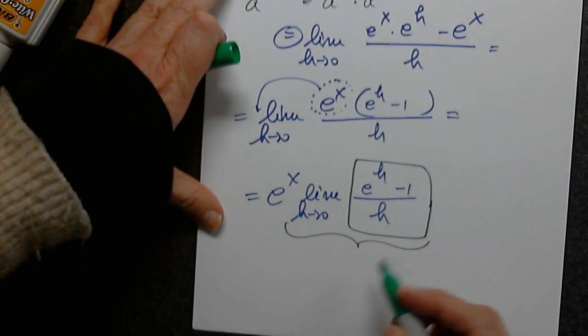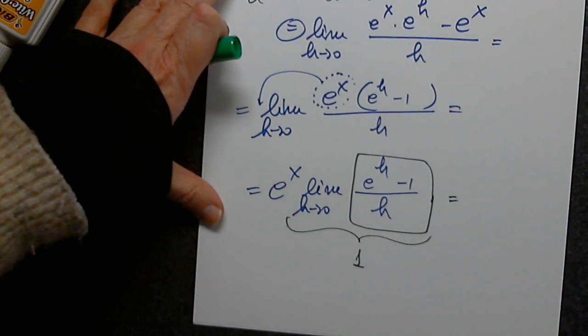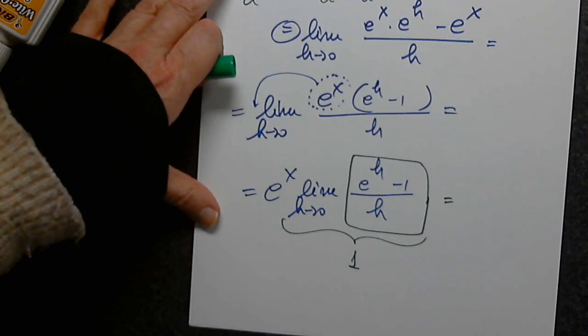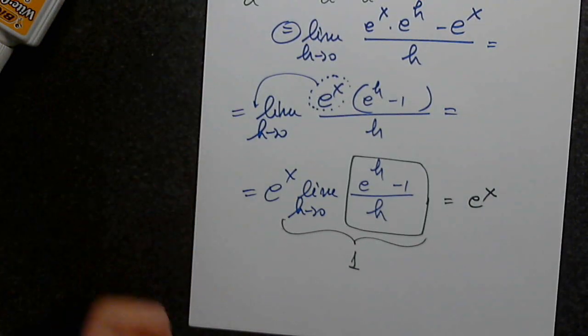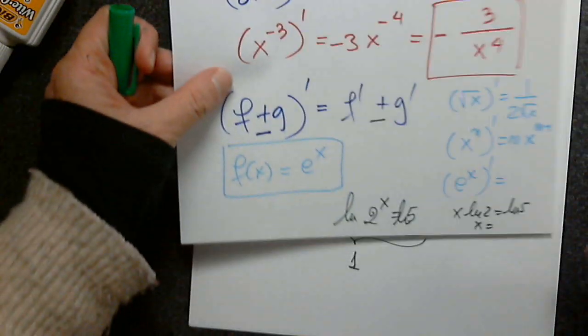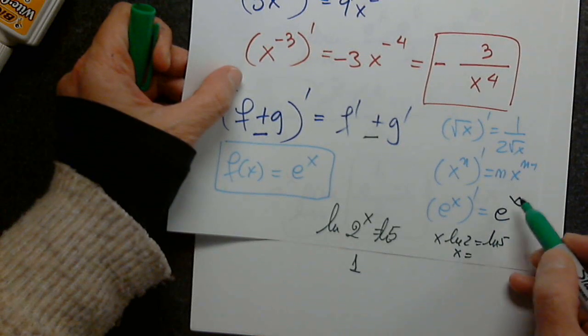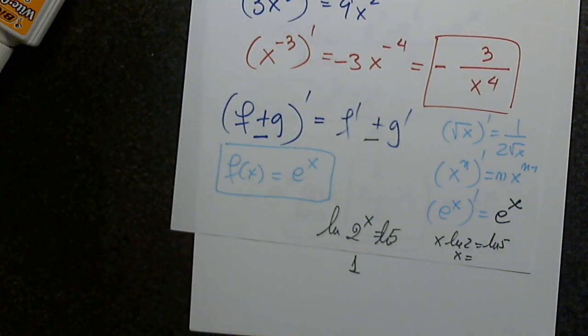So then, if this limit is 1, what is the derivative of e to the x? E to the x. The nicest function on the planet when it comes to derivatives. The derivative of the function is the function itself. It will not get easier than that. Okay, so now we are ready to practice. So let's practice this.